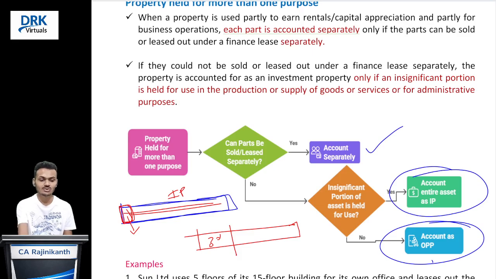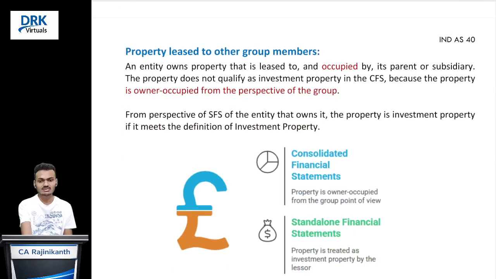We should treat it as owner occupied property. And the next one is property leased to other group members. What does that mean? There is a group of companies, a parent company and different subsidiary companies. Suppose the parent company owns land and building, and that land and building is given on rent to a subsidiary company, and the subsidiary company is using that property for its business. From the standalone financial statements point of view, in the books of accounts of the parent company, we should recognize that property as investment property.